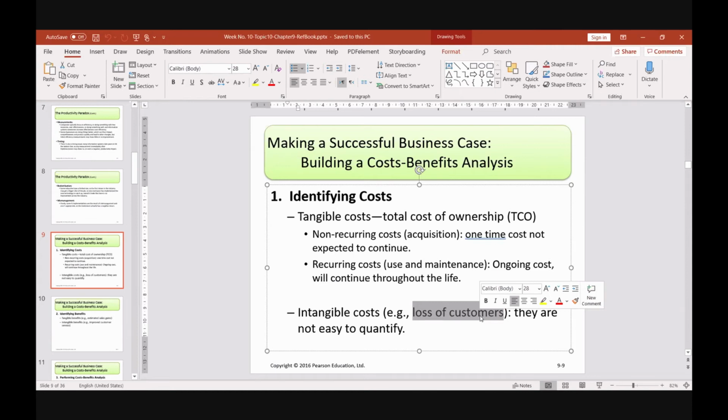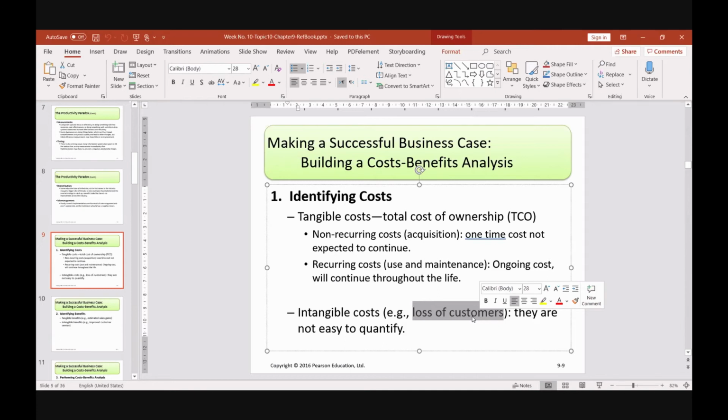Is that clear, guys? Doctor, why do they use intangible? Intangible is a cost. It's a type. Like loss of customer. If a company loses a customer, is it not going to cost the company? Yes, it will. It will cost the company. So this is also a cost. You have to measure this one, and it is not easy to measure. It is not easy to quantify. Okay, yes, I got it.